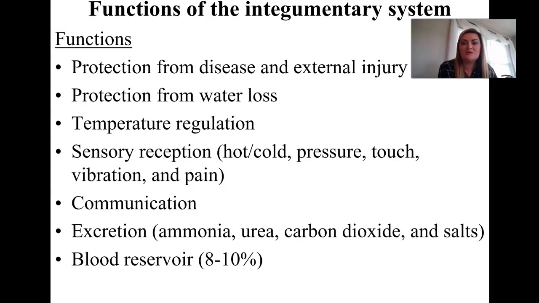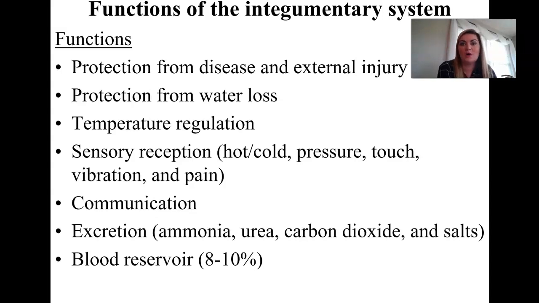Sensory reception for hot, cold, pressure, touch, vibration, and pain are all going to be picked up by nerves that are going to be found within the dermis. So you're going to find different ones that will be able to pick up on whether you're getting too hot, whether you're getting too cold, and basically send messages to the brain about the surrounding environment. It helps with communication that way, and it also will excrete certain things.